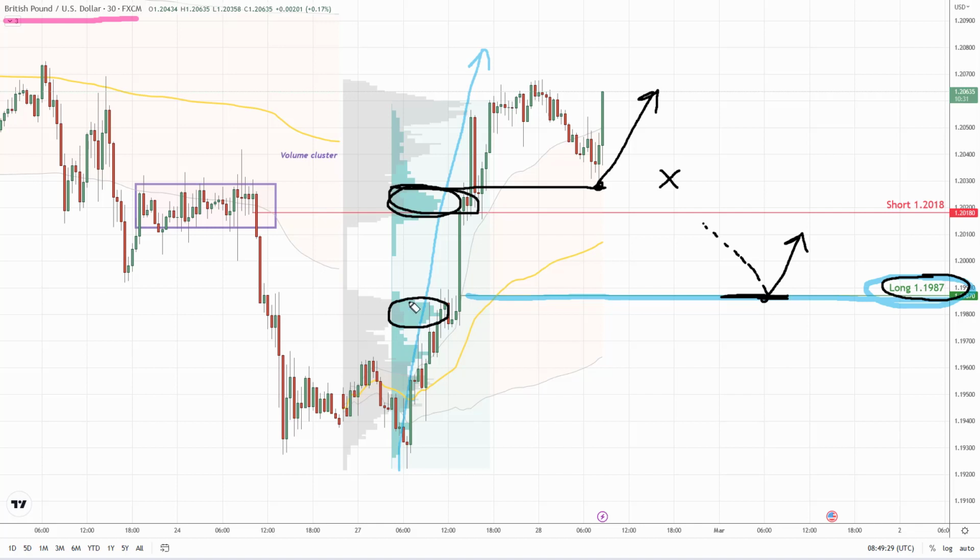What I really like is how the price shoots upwards really aggressively from this volume cluster. This is telling us that strong institutional buyers were really aggressive and really strong here. So that definitely adds strength to that volume cluster and to that support which we have here. All right, so that's about the new support.